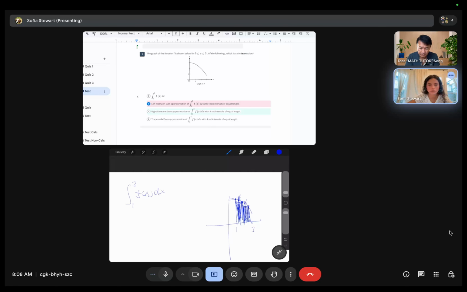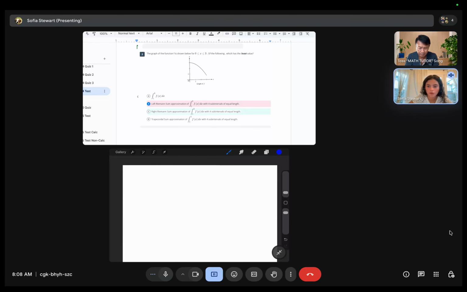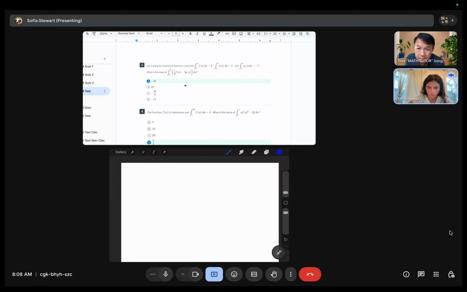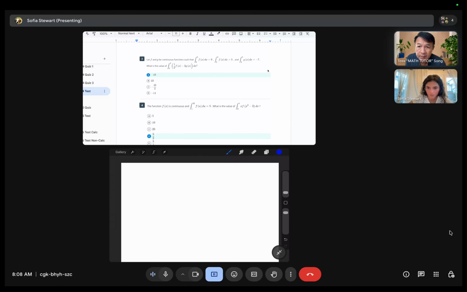Okay. All right. Number 3. They gave you a bunch of givens. It looks like from 0 to 5, and then 3 to 5, and then 0 to 3. The F and G. So you want to attempt to integrate that and see what happens here.